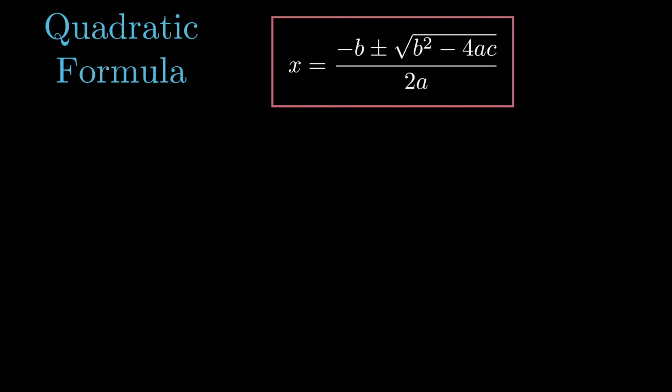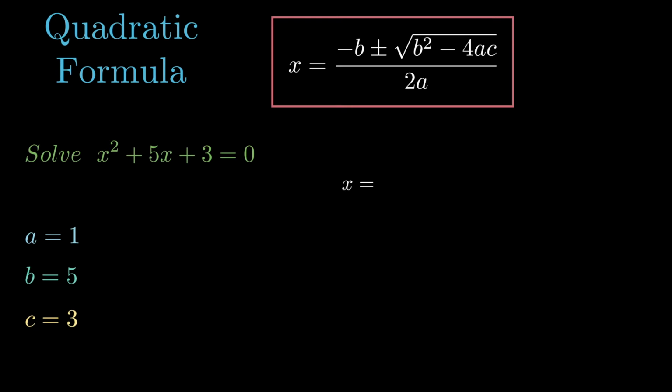So let's start on a question, and the first question is solve x squared plus 5x plus 3 is equal to 0. So a is 1, b is equal to 5, and c is equal to 3. Now we just substitute these values into our formula. So we get x is equal to minus 5, which is minus b, plus square root of b squared minus 4ac. So 5 squared minus 4 times 1 times 3. And that's divided by 2a. And 2a is 2 times 1.